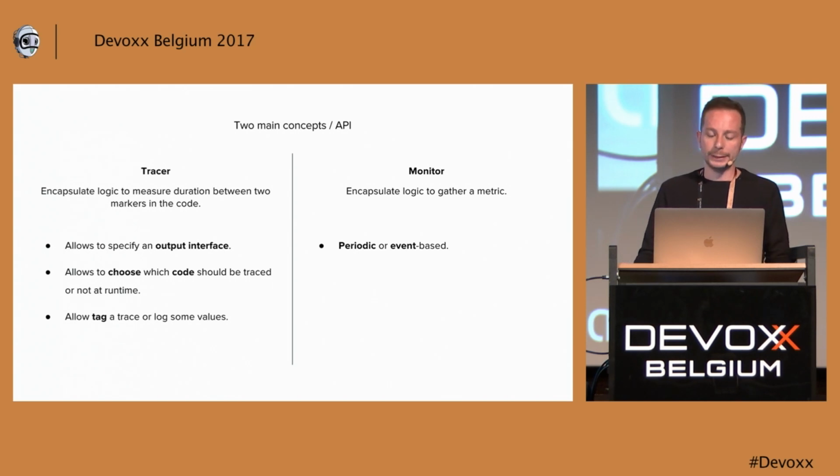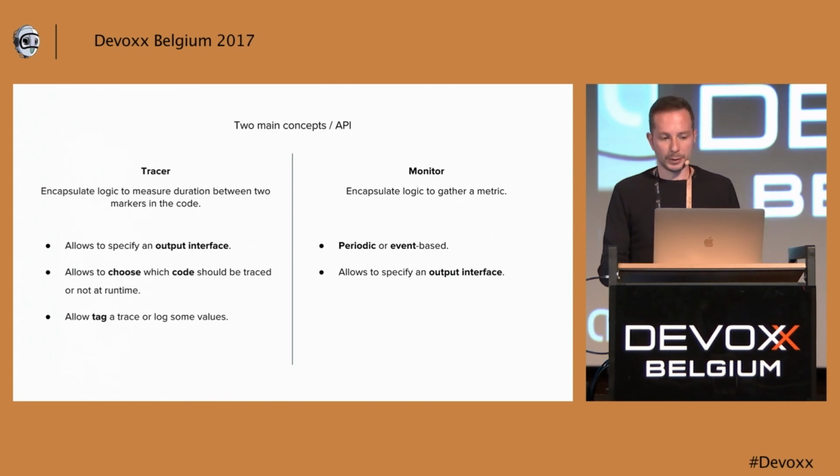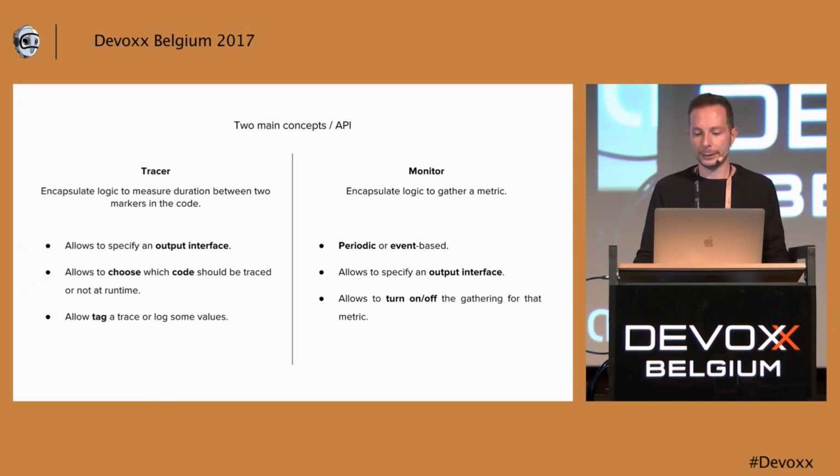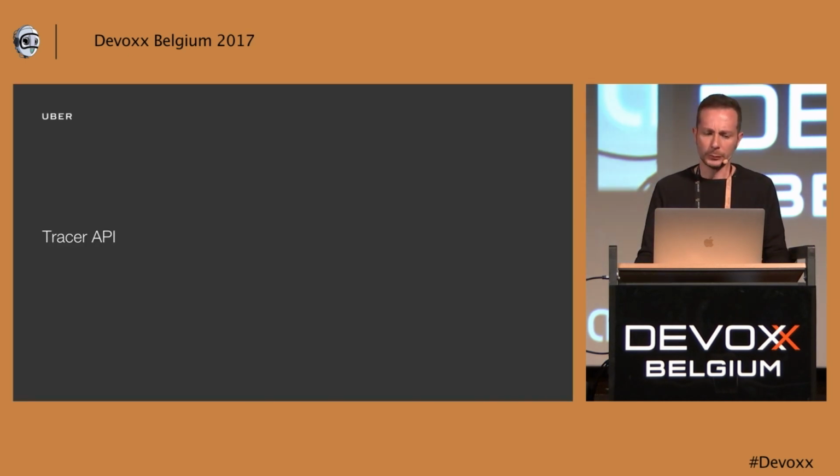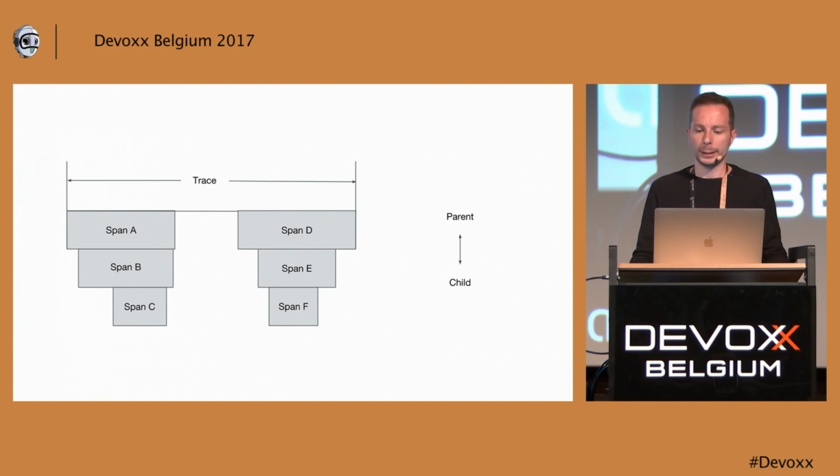About the monitor instead, there are some events in the system that are event-based, like for example, when the battery changes, this is notified through a broadcast receiver on Android. So these are event-based, but there are other things like, for example, reading the CPU usage of the last second. For example, we may want to do this every second, or like the frame rate. Again, this is the same as the tracer. We want an output interface, and then we want to be able to turn them on and off only when needed. So let's see how the tracer API works.